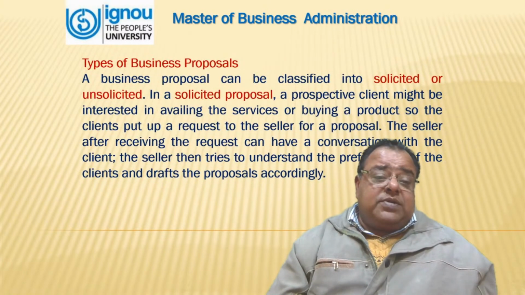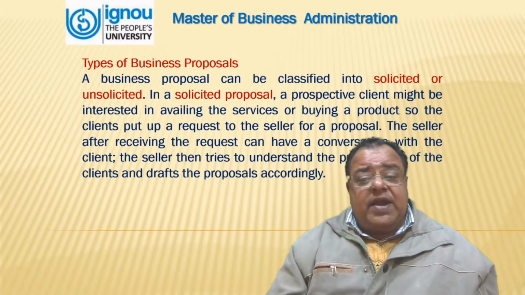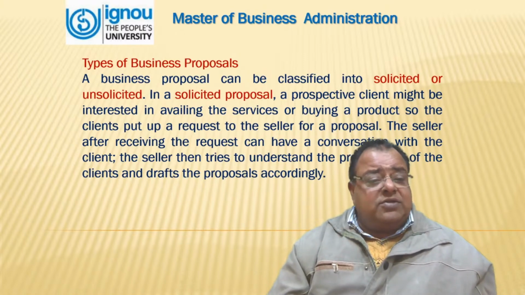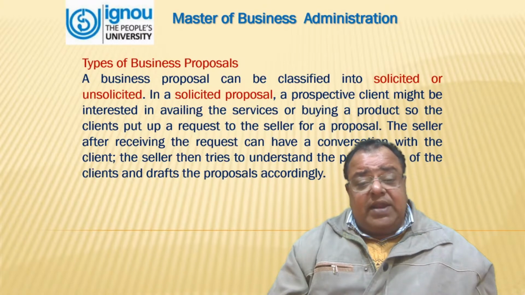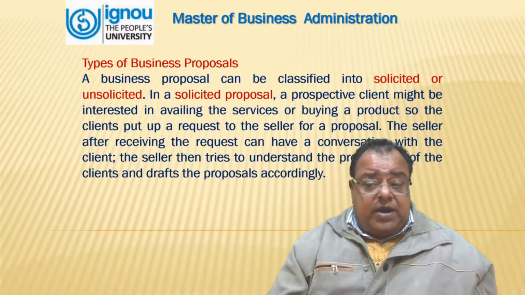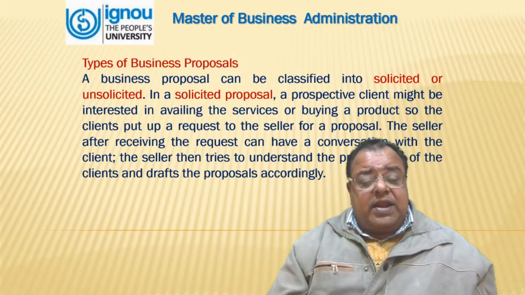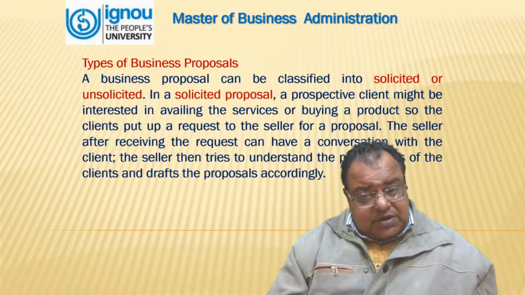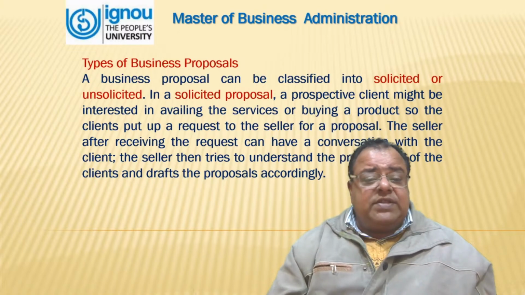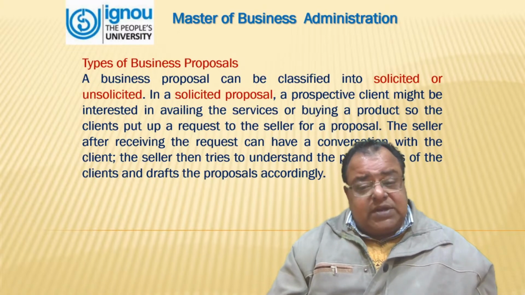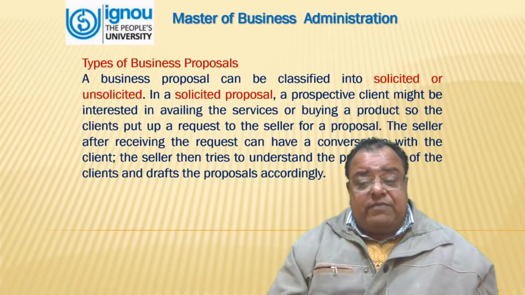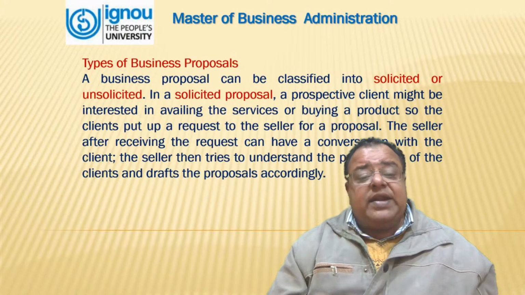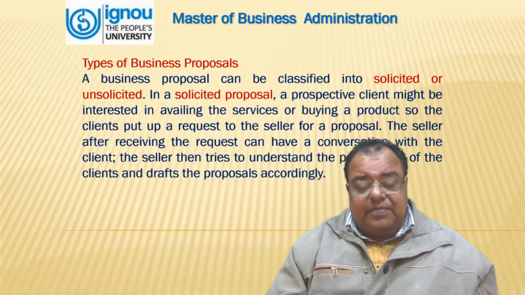Types of business proposals. A business proposal can be classified into solicited or unsolicited. In a solicited proposal, a prospective client might be interested in availing the services or buying a product. So the client puts up a request to the seller for a proposal. The seller, after receiving the request, can have a conversation with the client. The seller then tries to understand the preferences of the client and drafts the proposal accordingly.